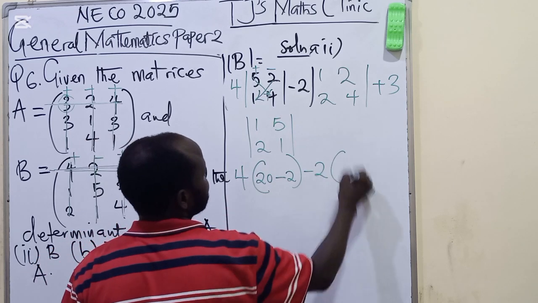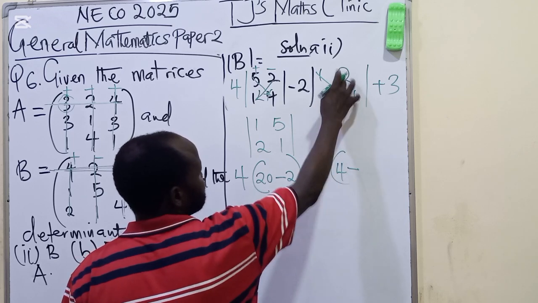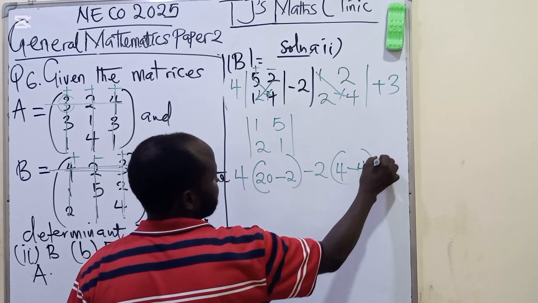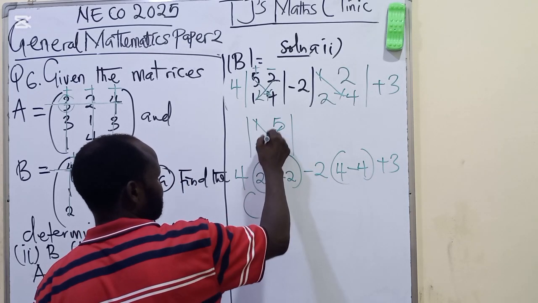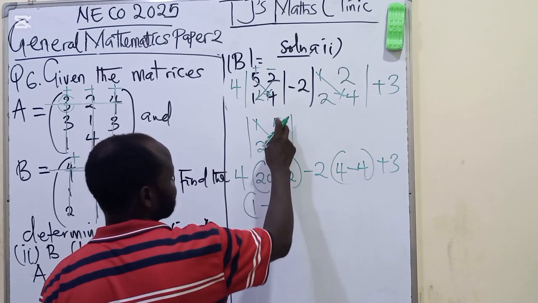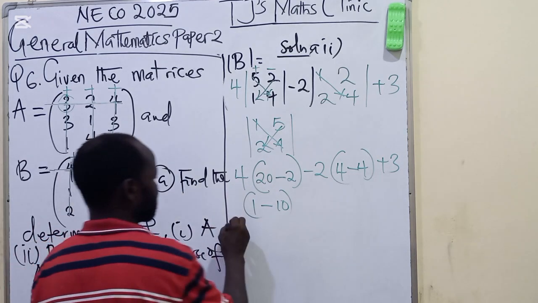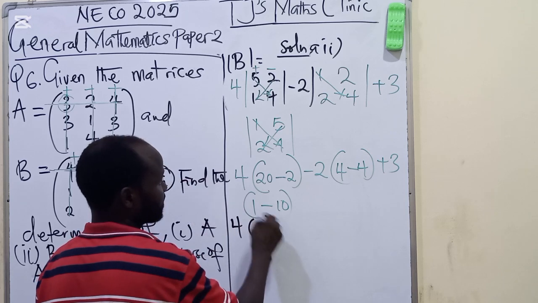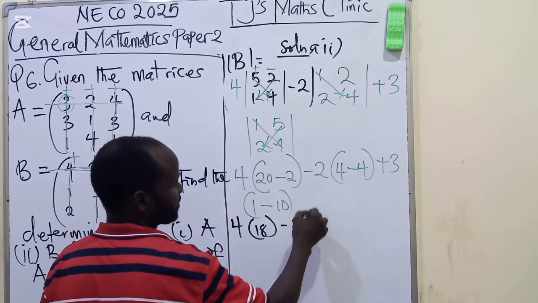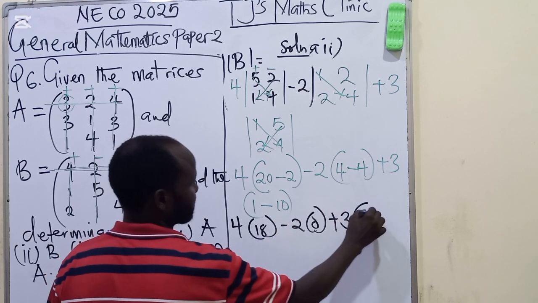Minus 2, we do the same, leading diagonal. That will be 1 times 4 is 4, minus 2 times 2, that's 4. Plus 3, we do the same, leading diagonal minus unleading diagonal, that will be 1 minus 2 times 5, that's 10. Very important. This will be 4, open bracket, 20 minus 2, of course, will be 18, minus 2 into 4, that will be 0. Then plus 3 into 1 minus 10, of course, will be minus 9.